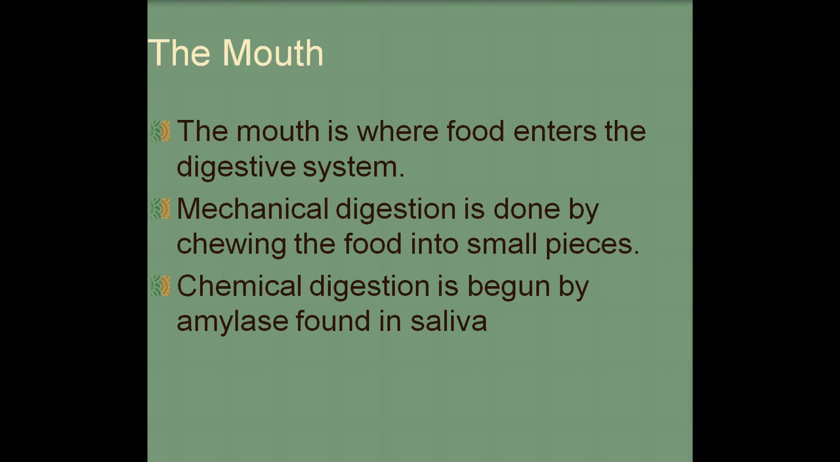Chemical digestion is begun in the mouth by amylase that is found in saliva. Amylase causes carbohydrates to break down into simple sugars. It's the reason why if you take an unsalted cracker and chew it up really fine and hold it in one of your cheeks, eventually it will start to taste very, very sweet.